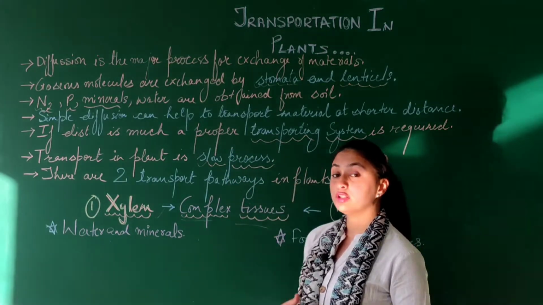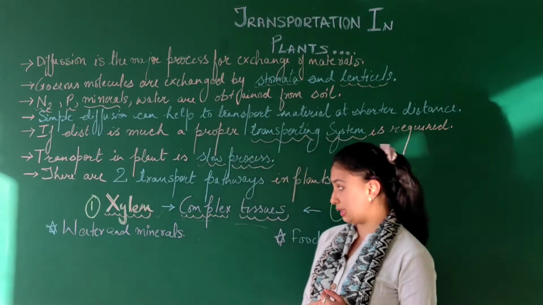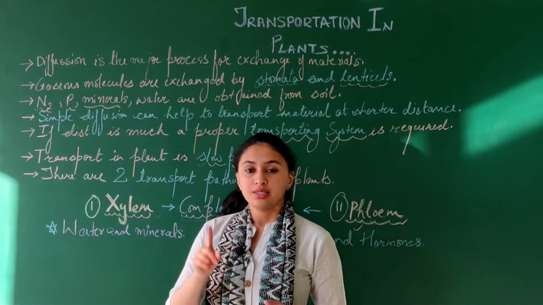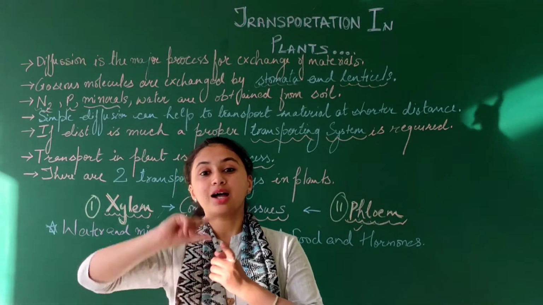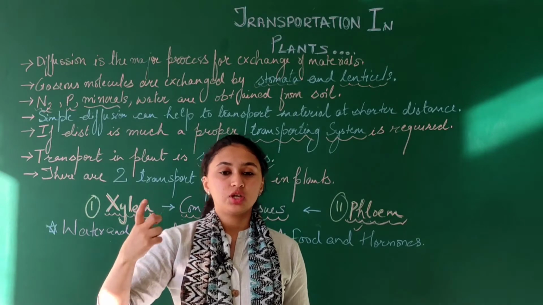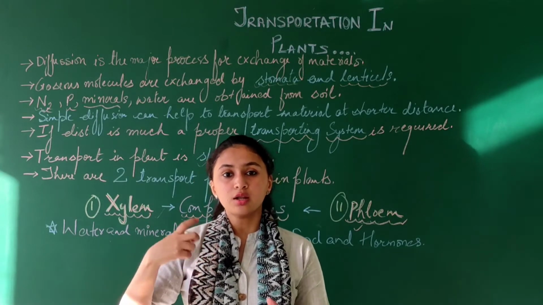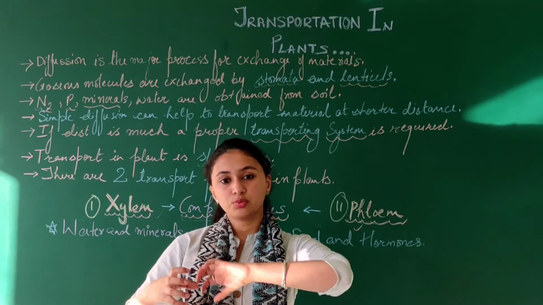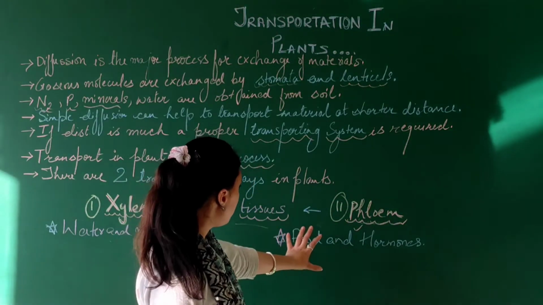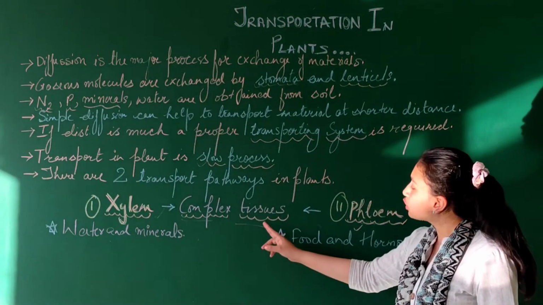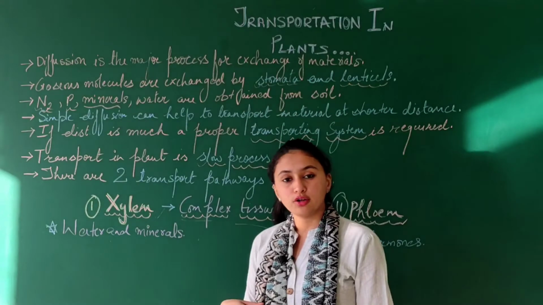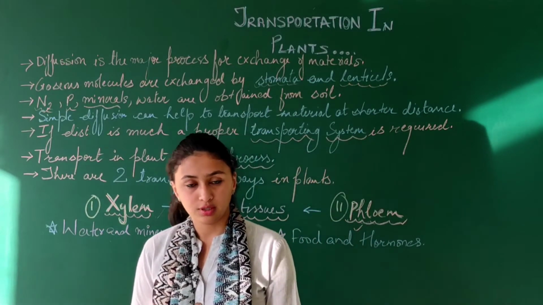This transporting system that we were talking about earlier consists of two pathways. These pathways are xylem and phloem, means these are the tissues which help in the transportation of the materials which are present in a place and have to be transported to the place where they are required. Xylem and phloem both are complex tissues.